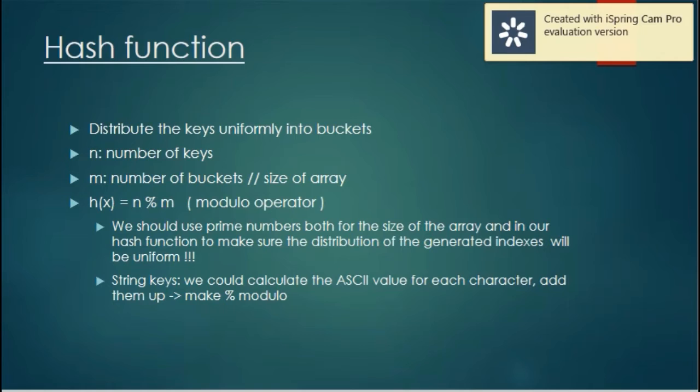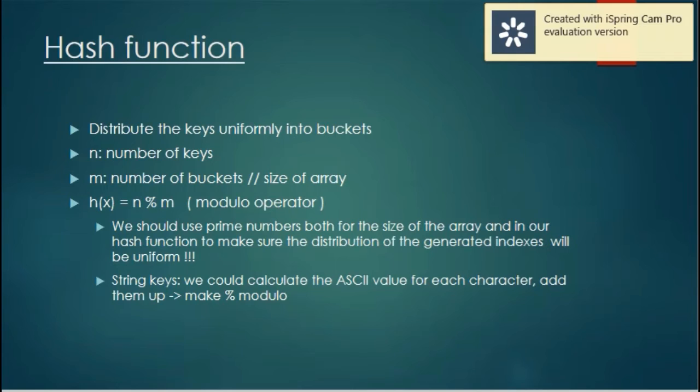By the way, we should use prime numbers both for the size of the array and in our hash function to make sure the distribution of the generated index will be uniform. For string keys, we could calculate the ASCII value for each character, add them up, and use the modulo operator in order to transform this value to the range 0 to m minus 1.